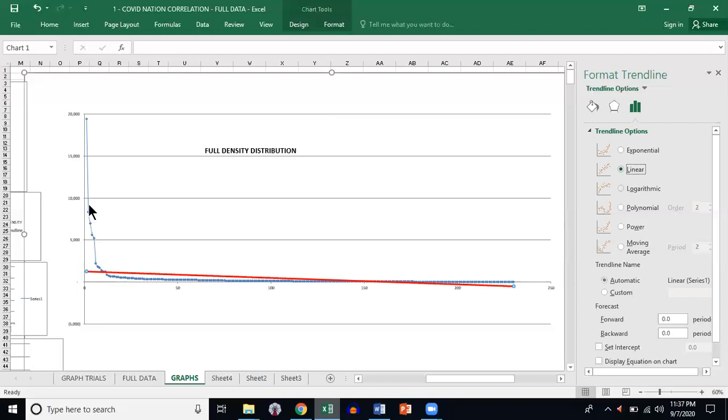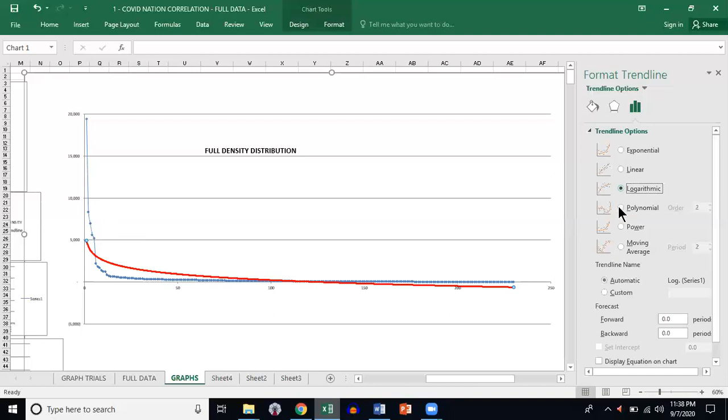Let's try logarithmic. Logarithmic is a little better fit, but still not too good. As you can see, it only goes up to 5,000 people per square kilometer and leaves out the upper 5 countries out of the dozen, so half of the high density countries are not represented by a logarithmic scale.